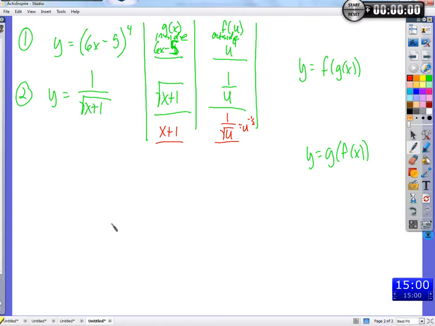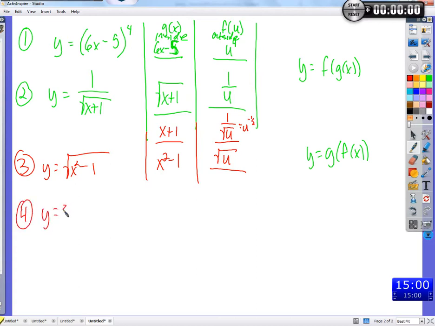Okay. So number 3 is the square root of x squared minus 1. So what's the inside function? Right, that's inside of what function? Square root of something, right? Whether we use u or x or m doesn't matter. It's the square root of something.